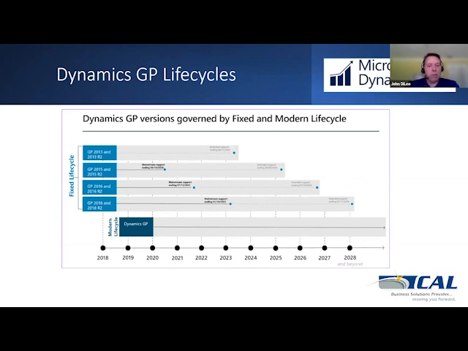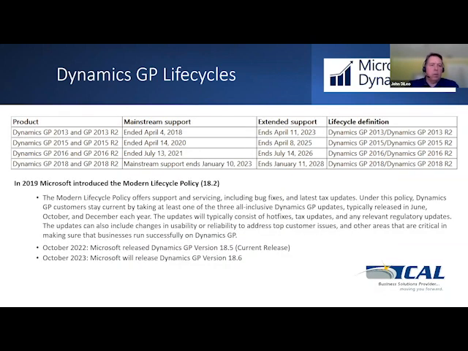So in 2019, Microsoft released the modern lifecycle, and that's when they became 18.2. So we had 18.2 in 2019, and today the current release is 18.5. So with that modern lifecycle, you're receiving all the updates, including tax, features, functionality, whatever updates and enhancements they're making to GP. Microsoft is including that in that update.